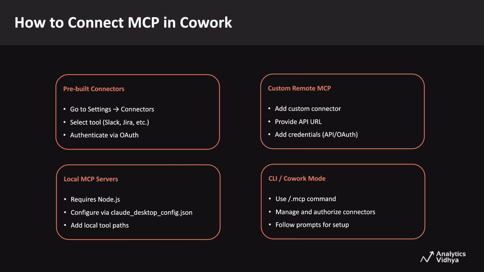Now, let's see how you manually connect MCP in Co-work. There are a few ways to do this. The simplest is using pre-built connectors. Just go to Settings, choose a tool, and authenticate. For more advanced use cases, you can add custom connectors by providing an API endpoint and credentials. You can also run local MCP servers, where you can configure tools directly in your system. And if you are using Co-work in a more advanced mode, you can use the /MCP command to manage an authorized connection. Depending on your use case, MCP can be simple or highly customizable.